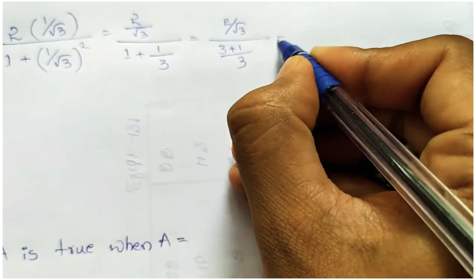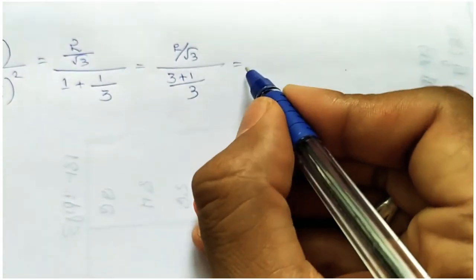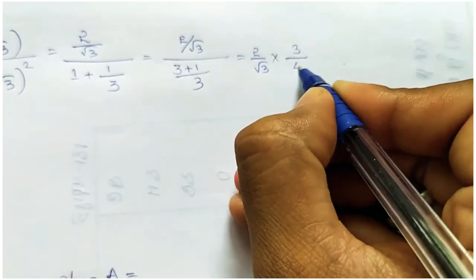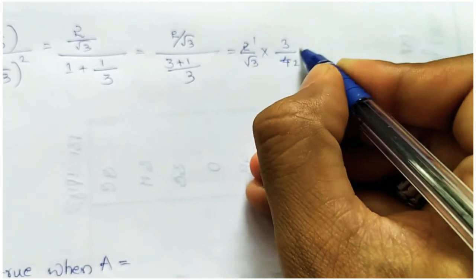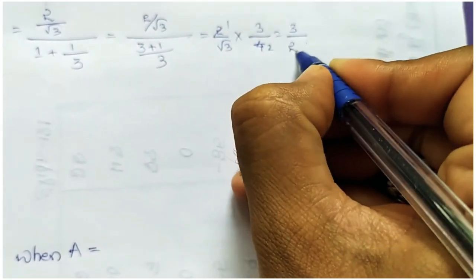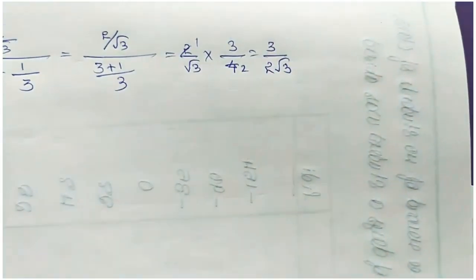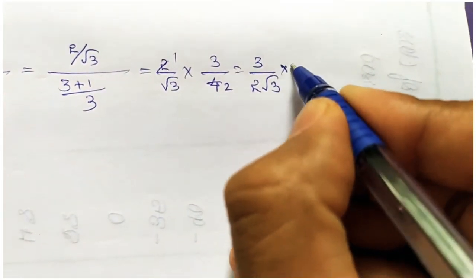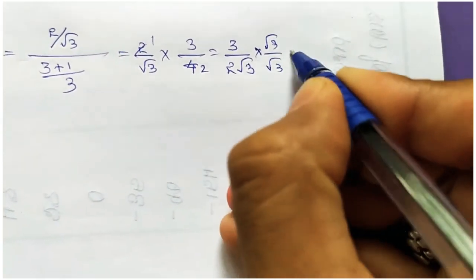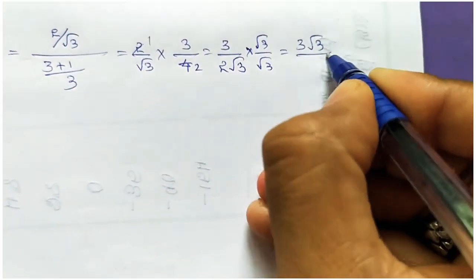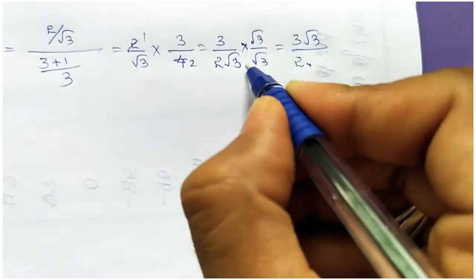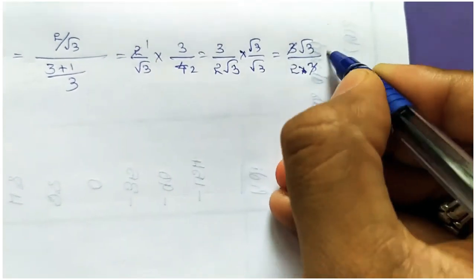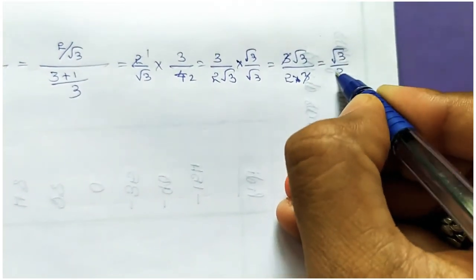divided by 3. Taking the reciprocal of the denominator, we will get 2 by root 3 into 3 by 4. 2 ones are 2, 2 twos are 4. So here we got 3 by 2 root 3. We should not keep the denominator as root 3, so multiply this with root 3 by root 3. Here we will get 3 root 3 divided by 2 into root 3 into root 3, which is 3, so 2 into 3. The 3 gets cancelled, and what is left? Root 3 by 2 is left.